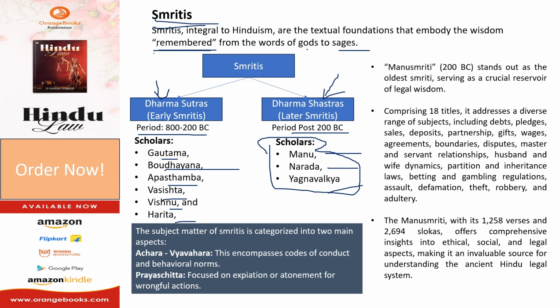Okay, this is about the two sets of Smritis, but the subject matter of these Smritis covers two major aspects. One is Achara and Vyavahara. This is nothing but a normal code of conduct and behavioral norms: how people should live in a society, and what their duties and responsibilities are. And the next one is Prayaschitta. Prayaschitta is all about what action needs to be taken if any person does a wrongful action. So this is the subject matter of all the Smritis.